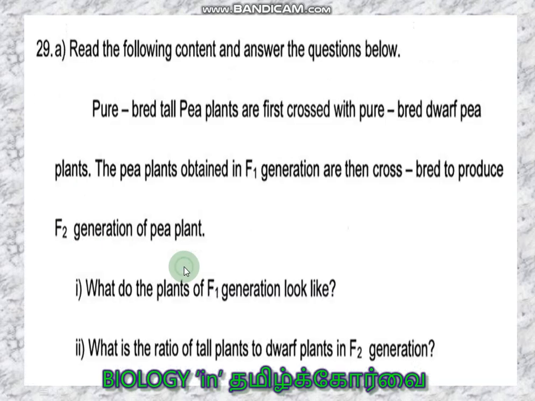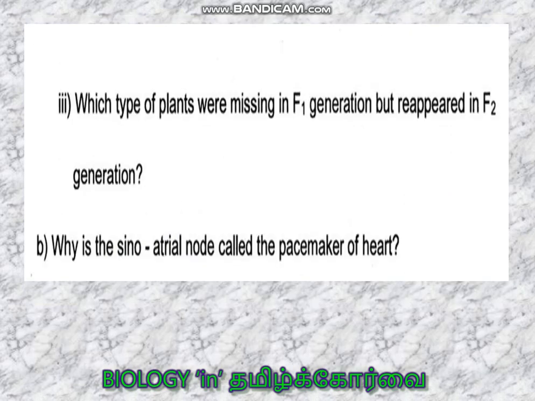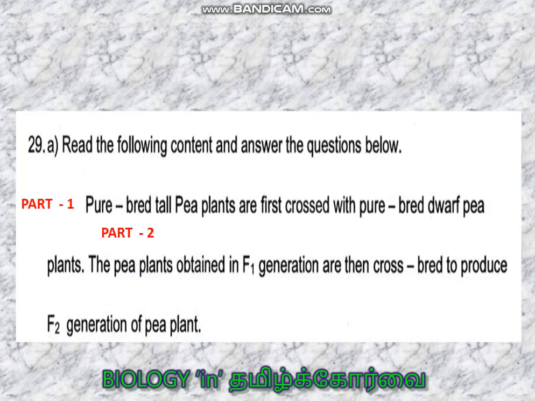Okay. Now let me read this question. Read the following content. This is the content, just 2 lines, and answer the question below. Pure breed tall pea plants are first crossed with pure breed dwarf pea plants. The pea plants obtained in F1 generation are then crossbred to produce F2 generation of pea plants. So this is the content under which they are asking the question. 3 questions are asked. That is our discussion today.